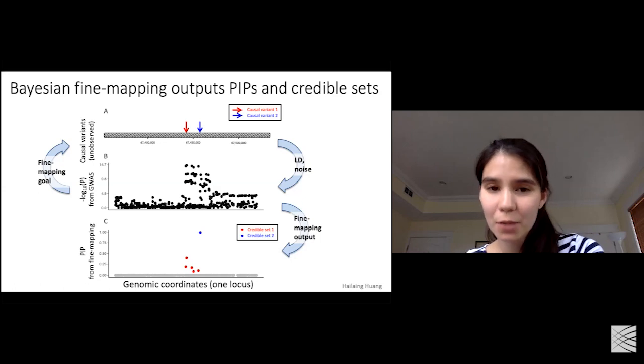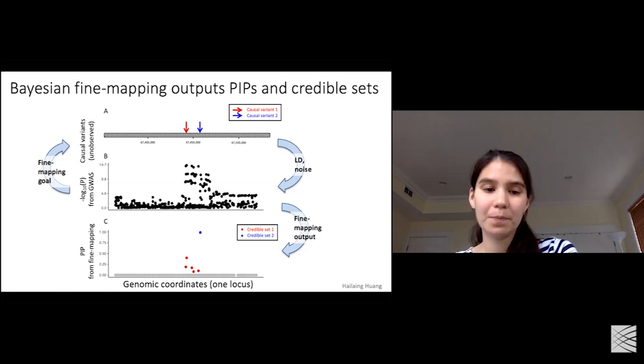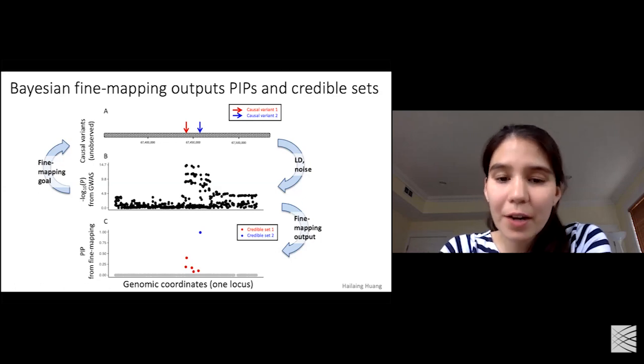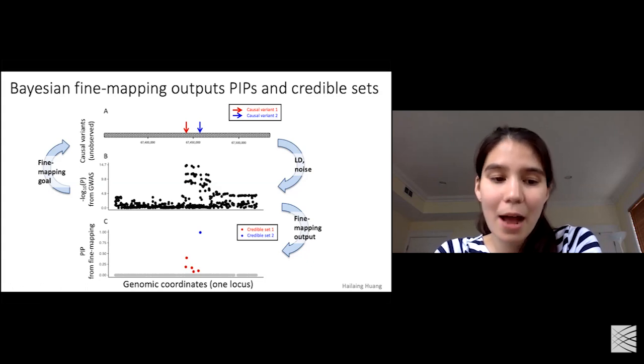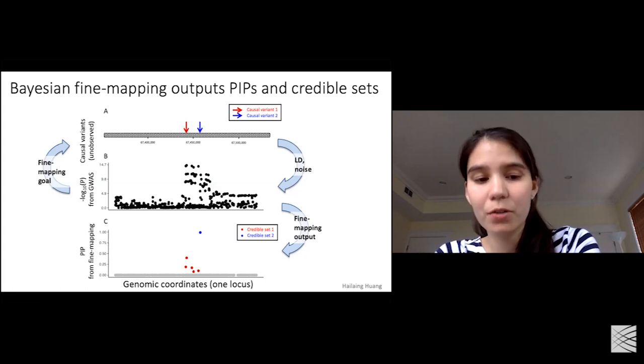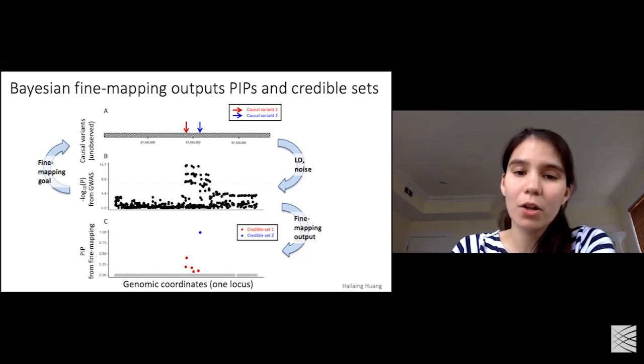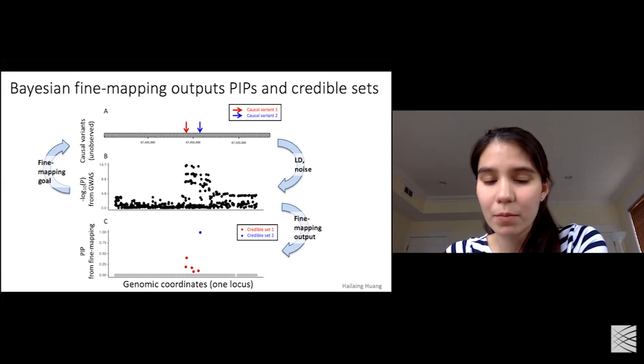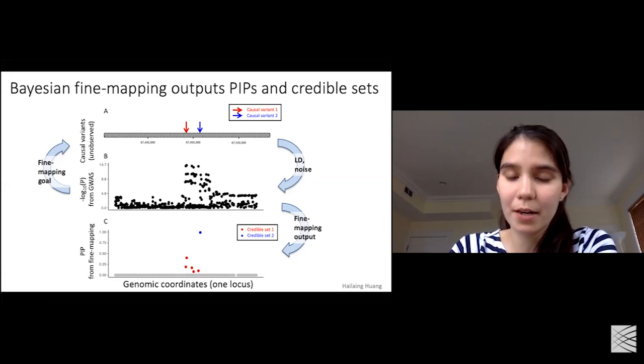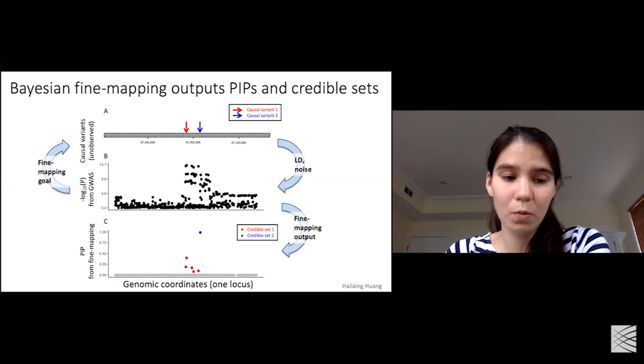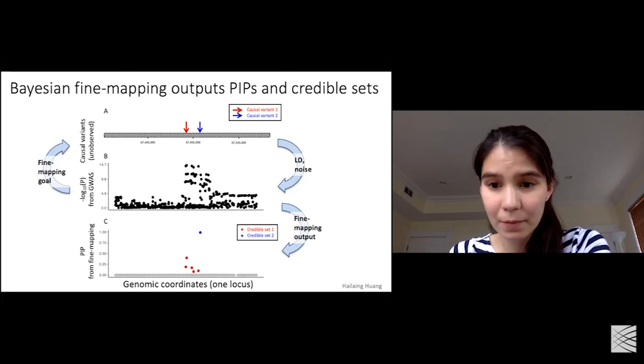Well, there are two aspects that I'll focus on here. We'll take each variant in the locus, and then we can plot it with the y-axis being the posterior inclusion probability. So each variant gets a PIP. And then we can also identify sets of variants called credible sets. So here one credible set is red and one credible set is blue. So what are PIPs and what are credible sets?